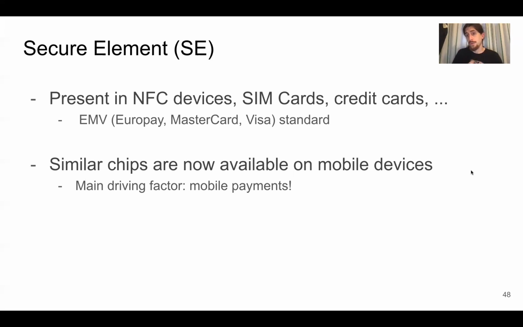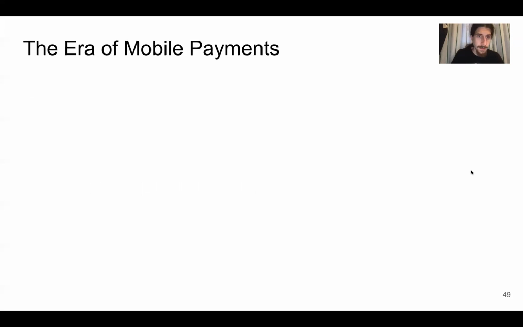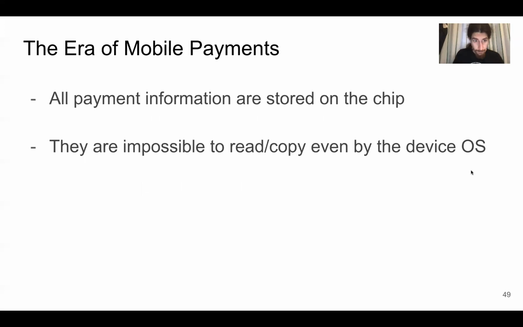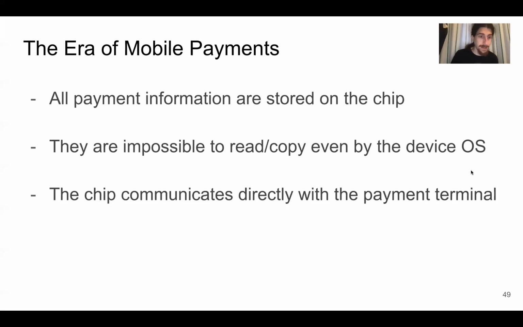And now you can talk to the secure element and try to get access to the information about the credit card. So all payment information will be stored on the chip. And this information will be impossible to read or copy, even by the device operating system. So even if you are the operating system, or if you're an attacker that compromises the operating system, there is no real API to say, hey, read from secure element. You cannot do this, okay? And this makes them a very powerful place for storing information.